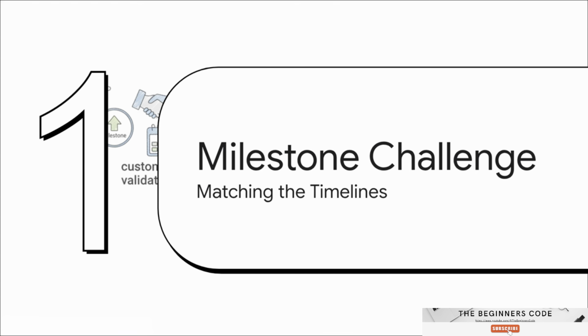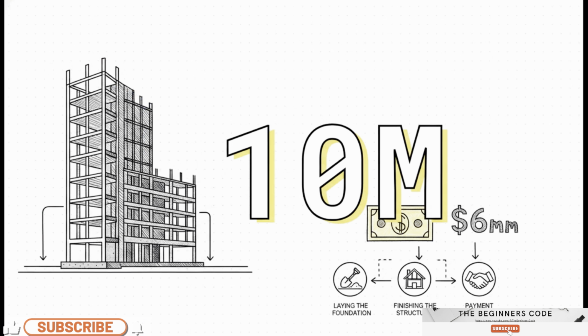Part 1. The Milestone Matching Challenge. Picture this. You've got a $10 million customer contract for a massive new commercial building. Attached to that huge project, you have a $6 million subcontractor purchase order. And the agreement strictly states you're only going to pay your subcontractor their cut when specific project milestones like laying the foundation or finishing the steel structure are completed.